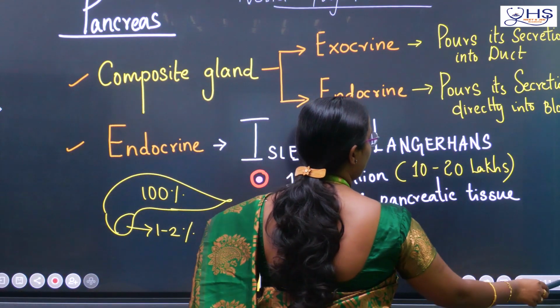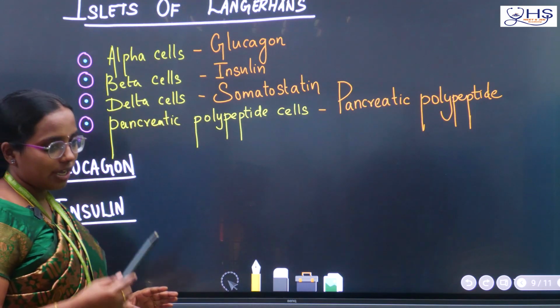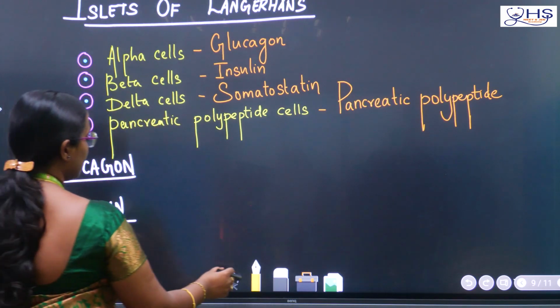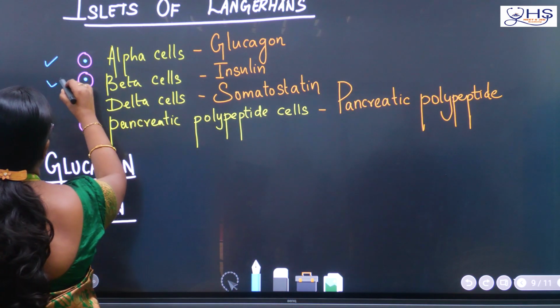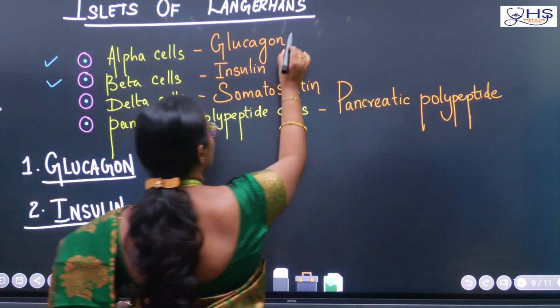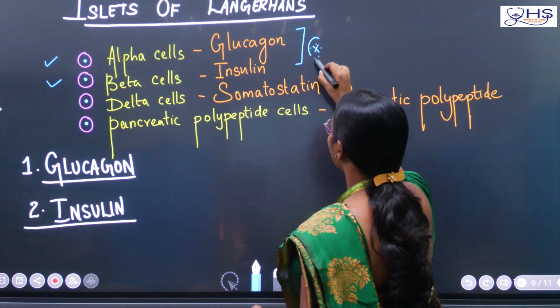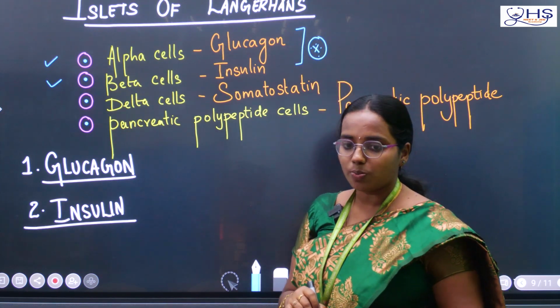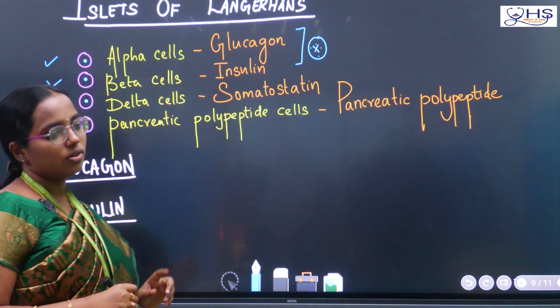Now the islets of Langerhans contain 4 different types of cells. In your NCERT, they have given only alpha cells and beta cells. Why? Because both are important. The most important hormones secreted by the islets of Langerhans are insulin and glucagon.